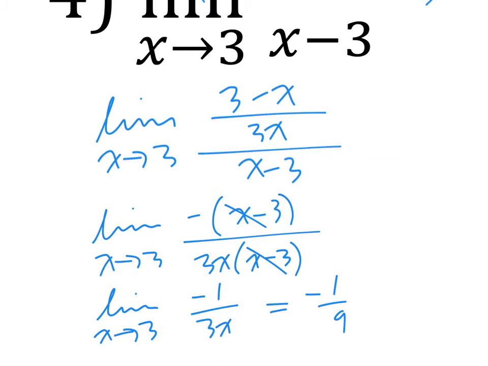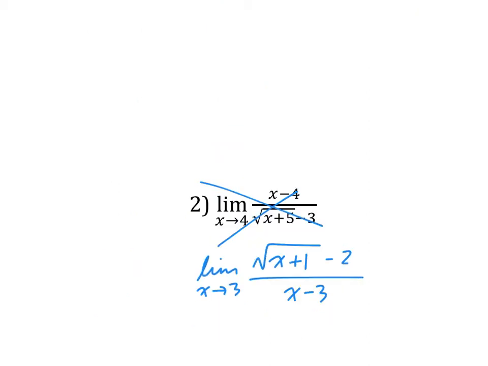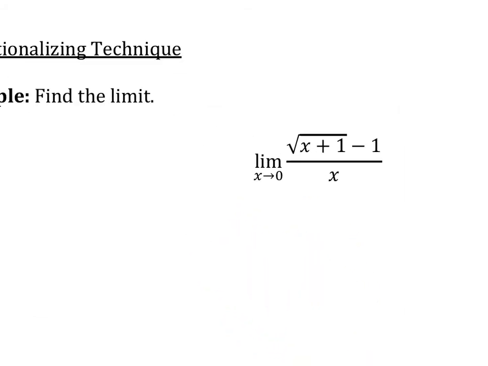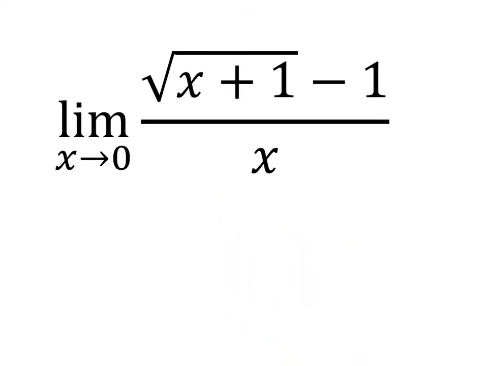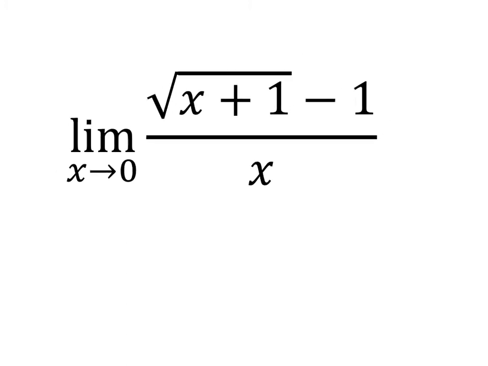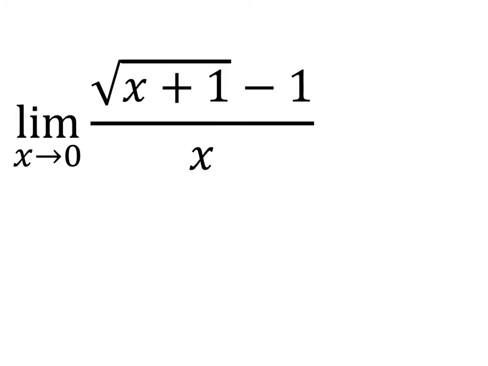Okay, so those are skills you have to remember. Next part, and this is also a skill from last year. When you have a 0 over 0 that looks like this, you have a radical. When you have a radical, you're going to have to rationalize by multiplying by the conjugate. We have a radical in the numerator. What is the conjugate? Square root of x plus 1 plus 1.